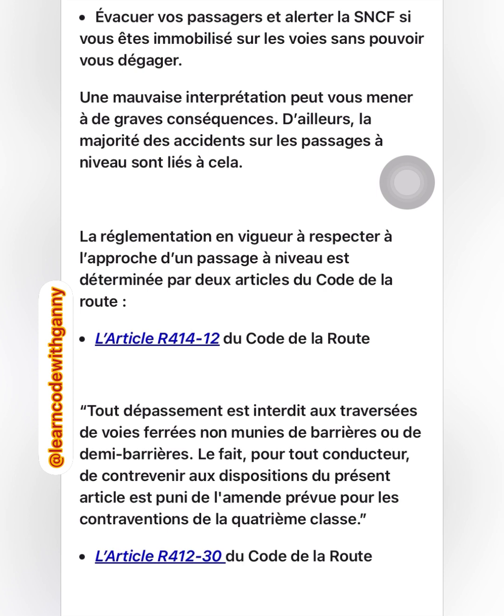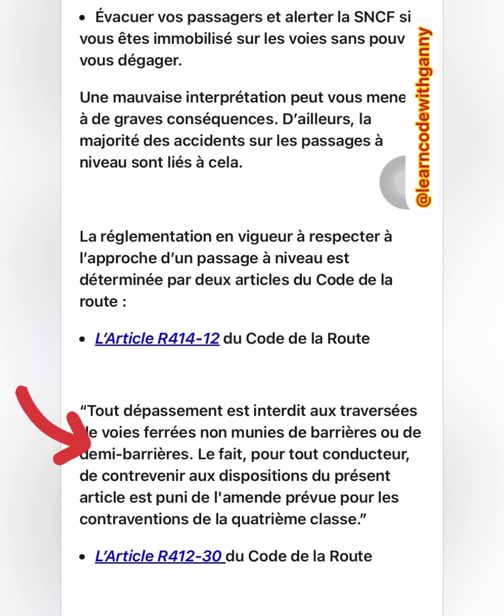Article R414-12 of the Highway Code says overtaking is prohibited at crossings of a railway track not equipped with barriers or half barriers. A driver who contravenes the provisions of this article is punishable by a fine for a fourth class contravention. That is for the first law.